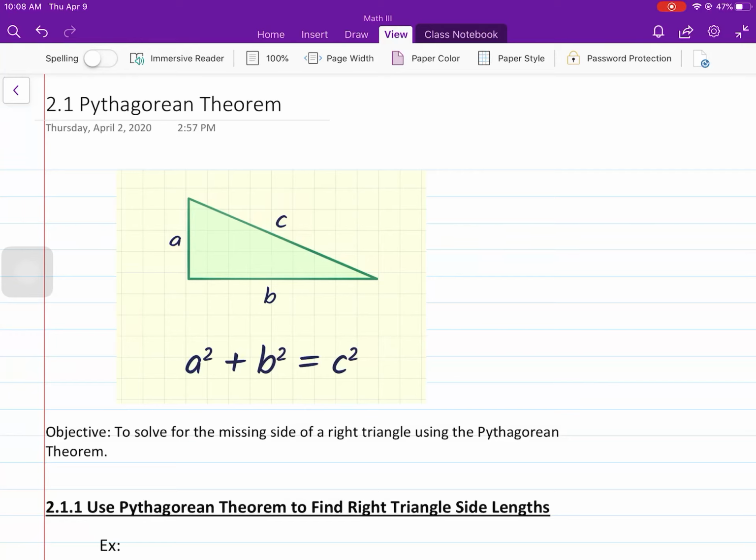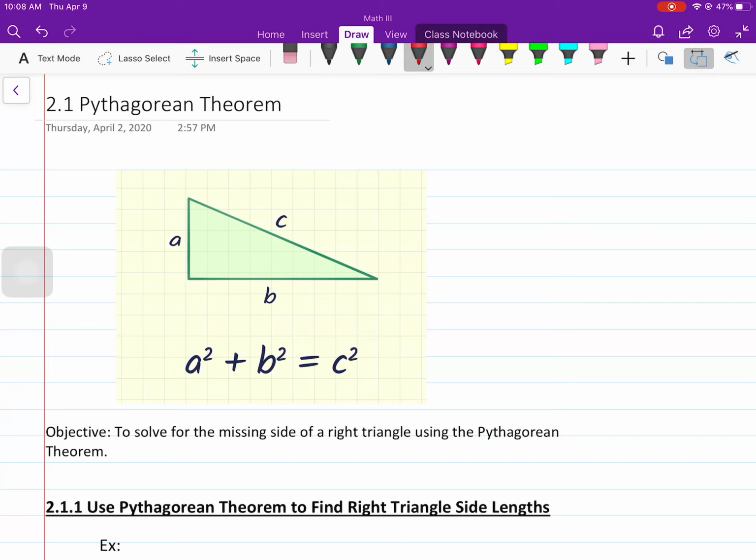In this video, guys, we're going to be introducing the Pythagorean theorem, and really at this point it should be a review from like 7th grade. So this only works for right triangles, and the reason for that is because C is the hypotenuse. So that's the main thing.